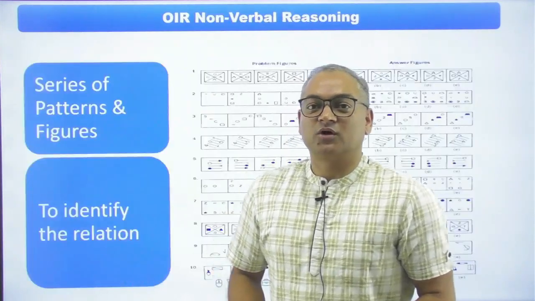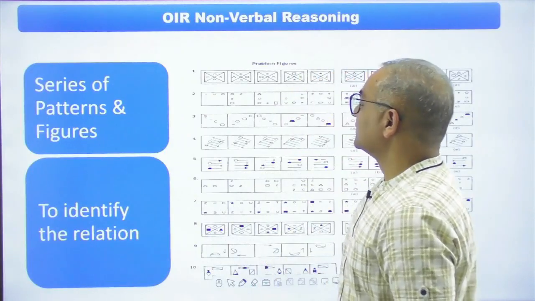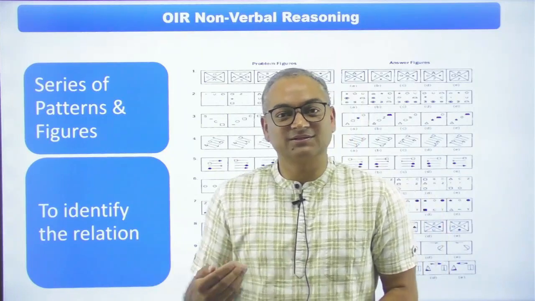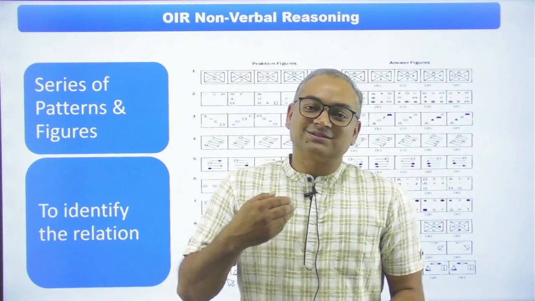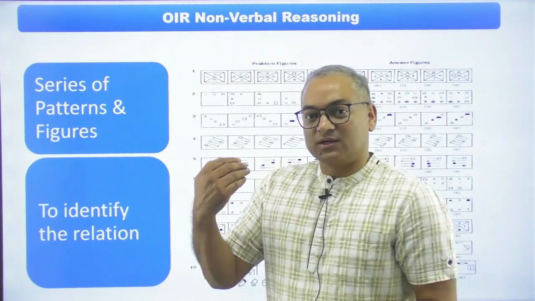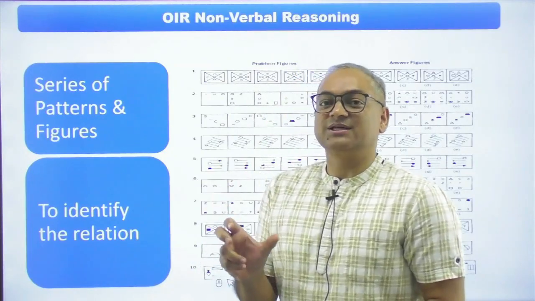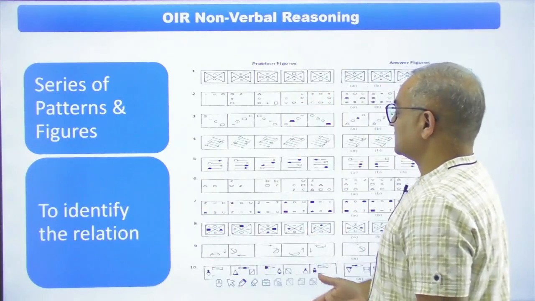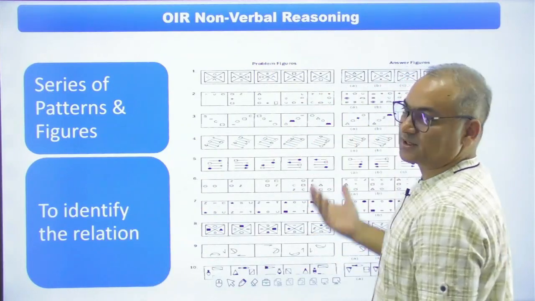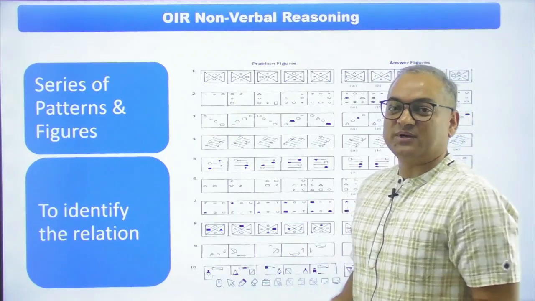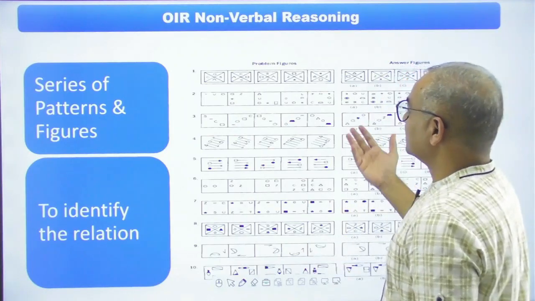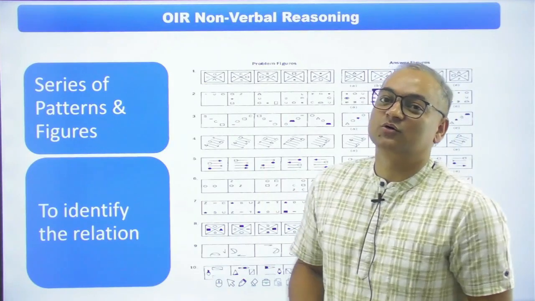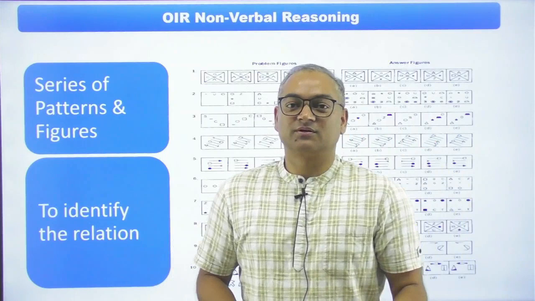Now moving on to the OIR non-verbal reasoning. This non-verbal reasoning test comprises a series of patterns and figures. You are to pick the right choice from the given choices for what will come next in the particular series or figures. As a sample, I have stated a few. As you are aware, you would have attempted these kinds of questions many times. These are basic non-verbal reasoning questions. Based on similar kinds of questions, the OIR test is given.